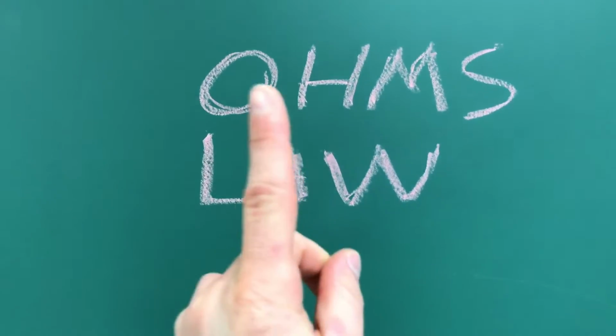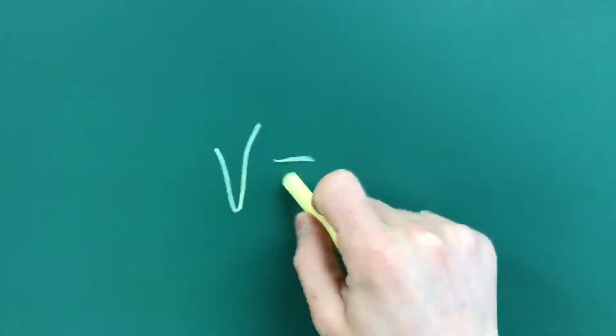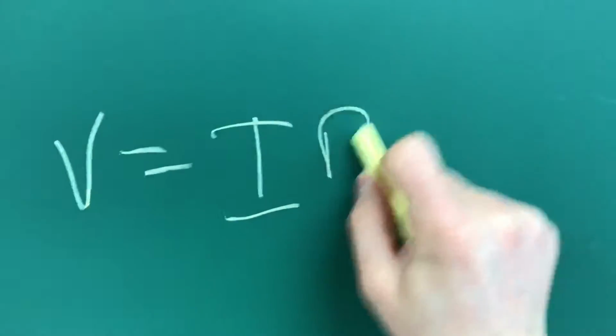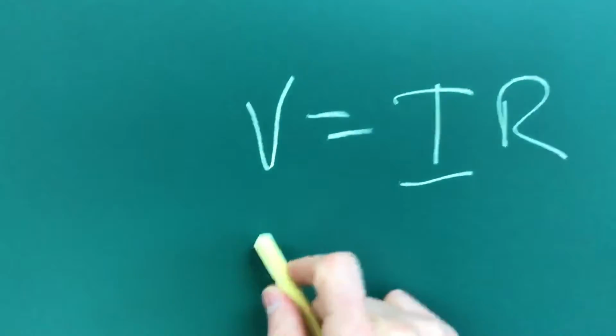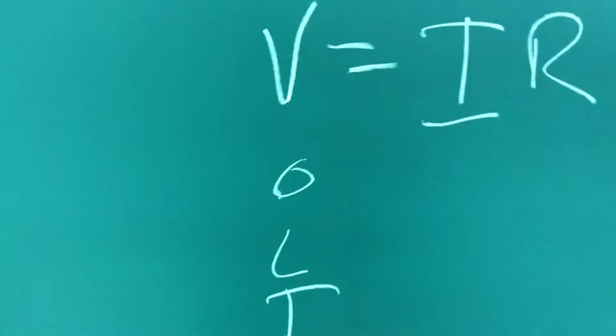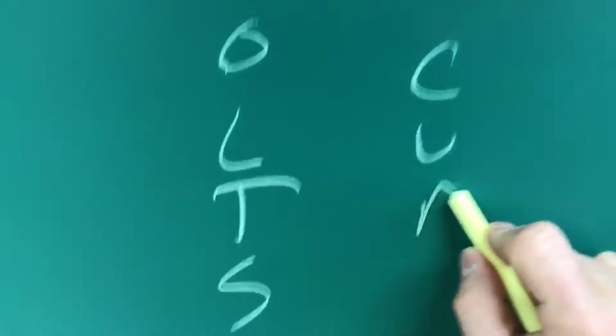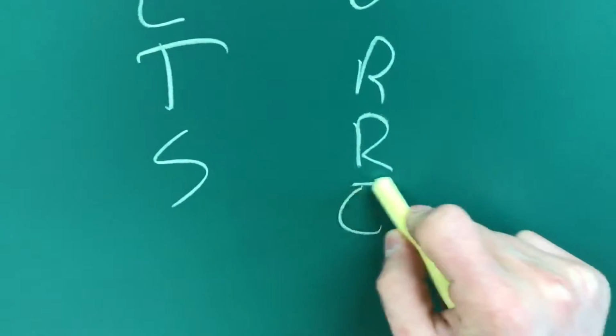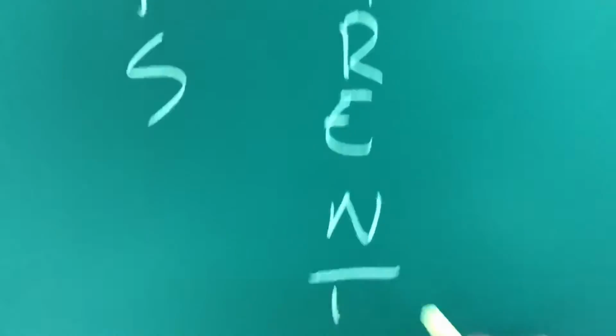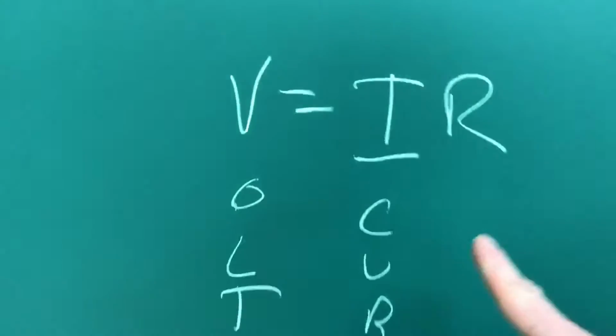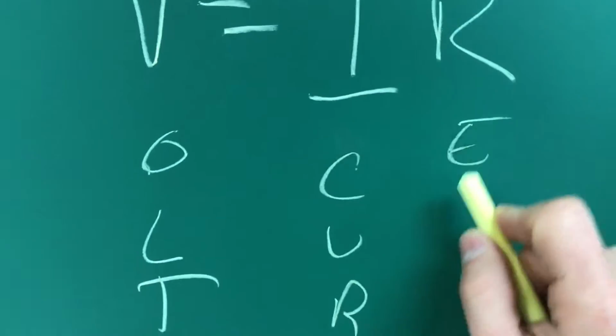Ohm's law. First thing, we know that Ohm's law says V equals IR. So V is voltage, volts. We have I, which is current, and R, which is resistance.